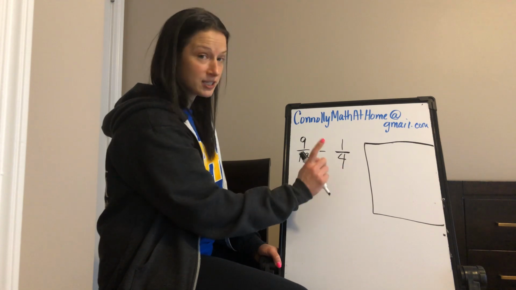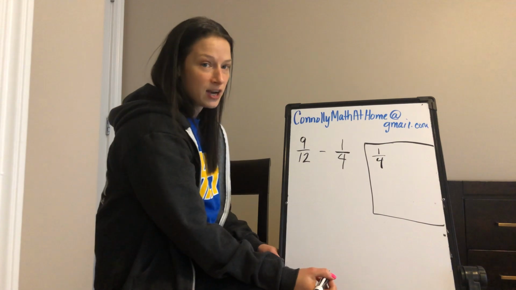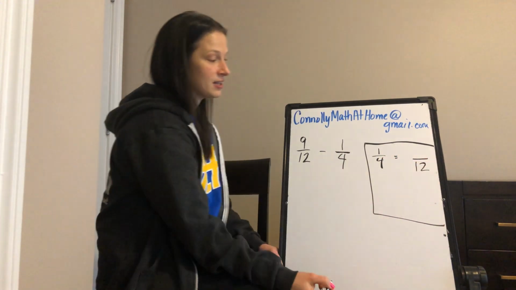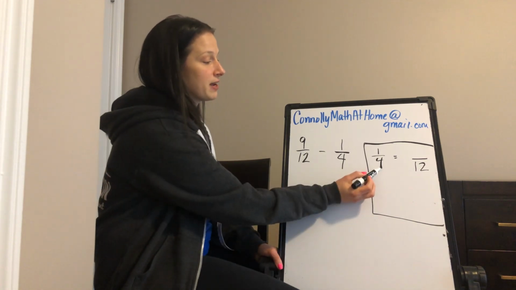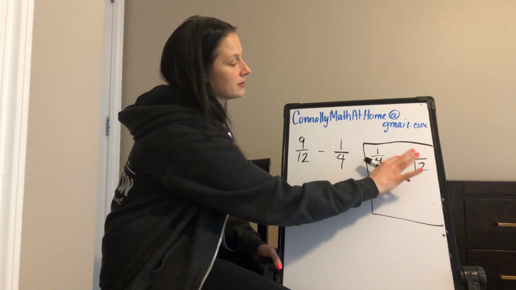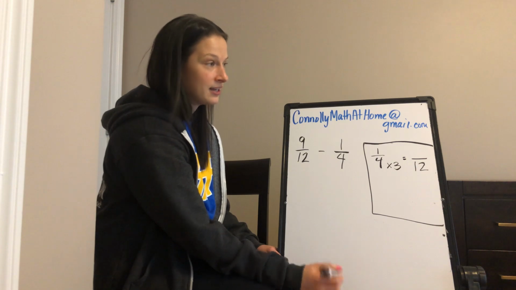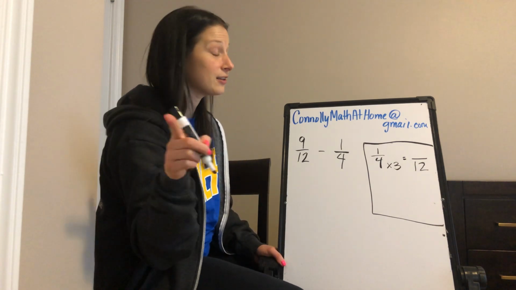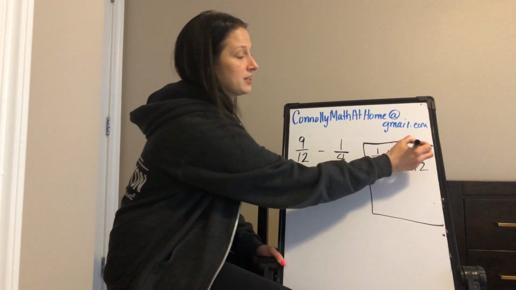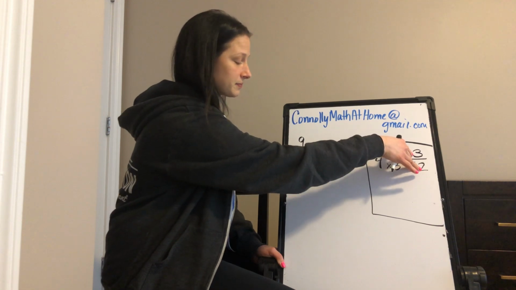I'm going to change just the one fraction. I come over to my equivalent fraction box. I know I'm going to make 12ths, and I ask myself, what do I multiply 4 by to make 12? I know it's going to be 3. So if I multiply the denominator by 3, you should be saying it with me. You're going to multiply the numerator by 3. 1 times 3 is 3. So 1/4 is equivalent to 3/12.